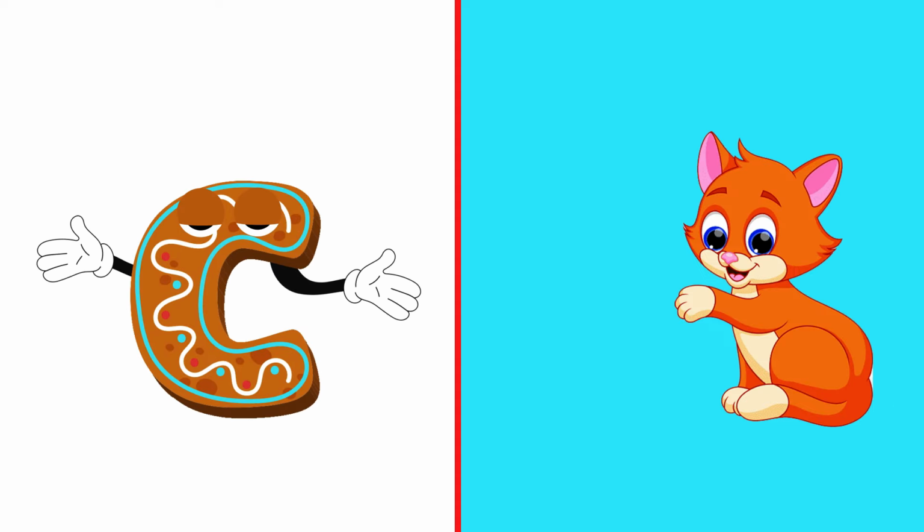I is for igloo, i, igloo. J is for jump, j, jump. K is for kangaroo, k, kangaroo. L is for lion, l, lion. M is for mat, m, mat. N is for net, n, net. O is for orange, o, orange. P is for pet, p, pet.